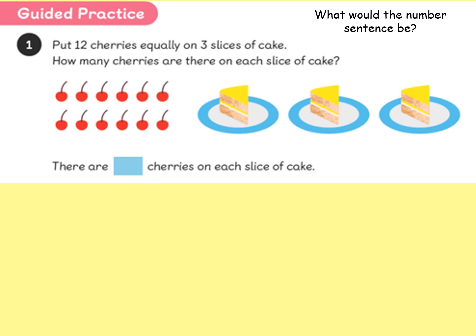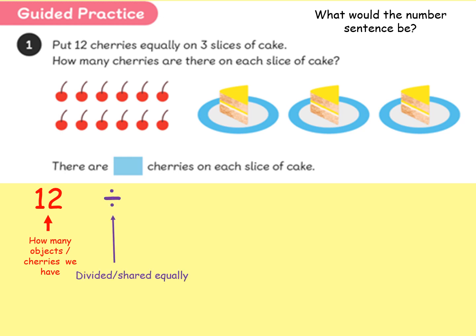Okay, you had a go writing the number sentence because we're going to go through it together now. So the first number at the beginning of our number sentence, what would it have to be, guys? You're right. It would have to be 12 because that's how many cherries we have. So 12 comes at the start of the number sentence. Because we're sharing the cherries, we're dividing the cherries, we need our division operation, our divide sign, our share sign. So we have 12 divided by, 12 shared by.